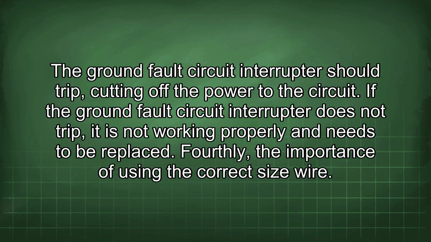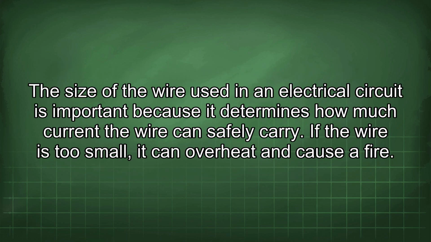If the ground fault circuit interrupter does not trip, it is not working properly and needs to be replaced. Fourthly, the importance of using the correct size wire. The size of the wire used in an electrical circuit is important because it determines how much current the wire can safely carry. If the wire is too small, it can overheat and cause a fire.